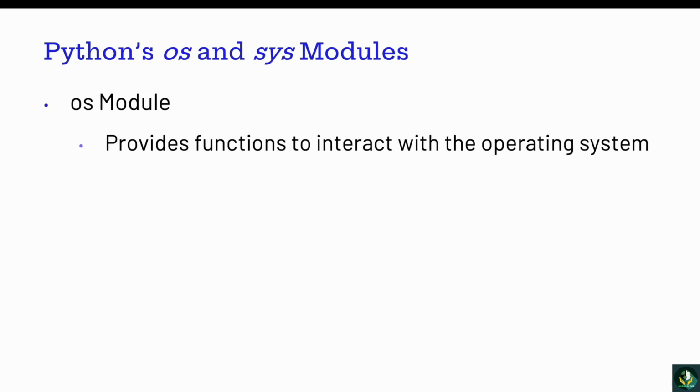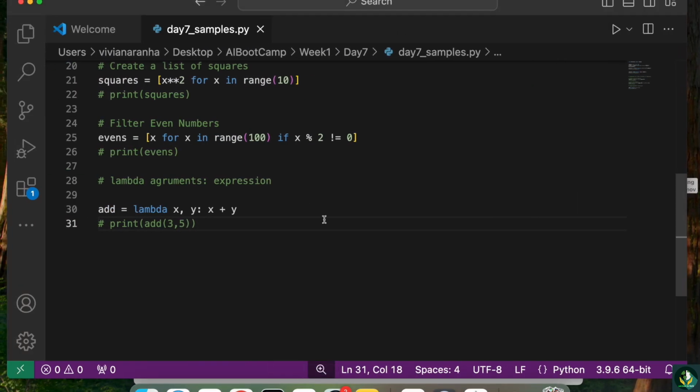Next, let's look at Python's OS and sys modules. So first, the OS module. This provides functions to interact with the operating system itself. Some of the common functions include how to create a new directory and how to remove a particular file, and we can see those examples here. I can just quickly run through it.